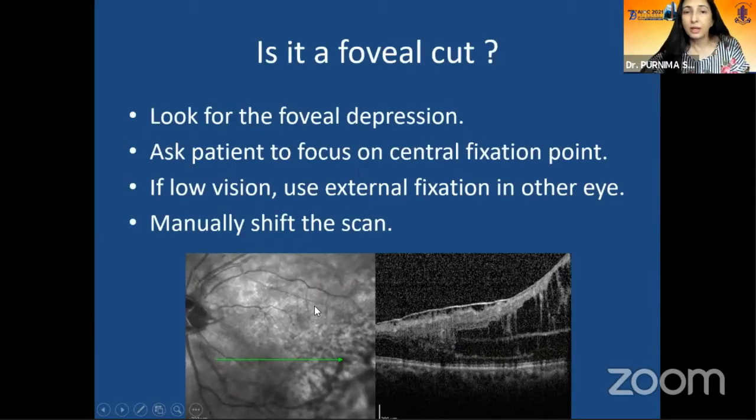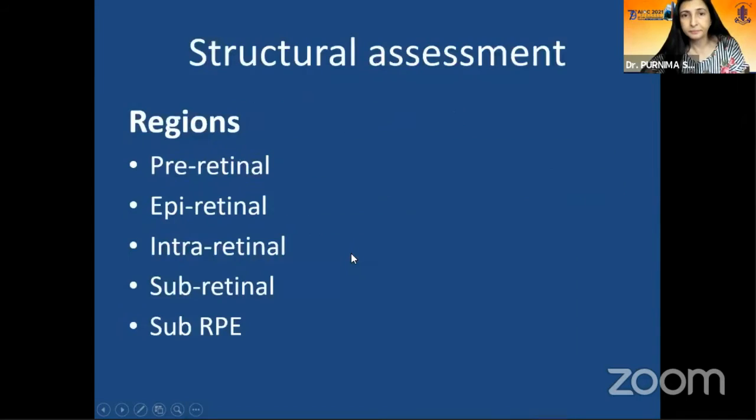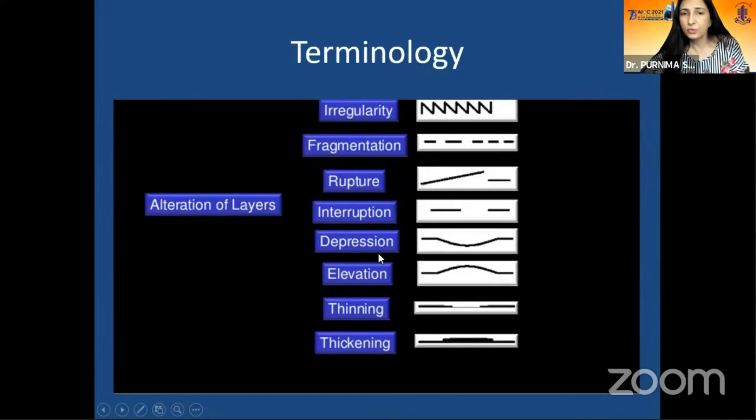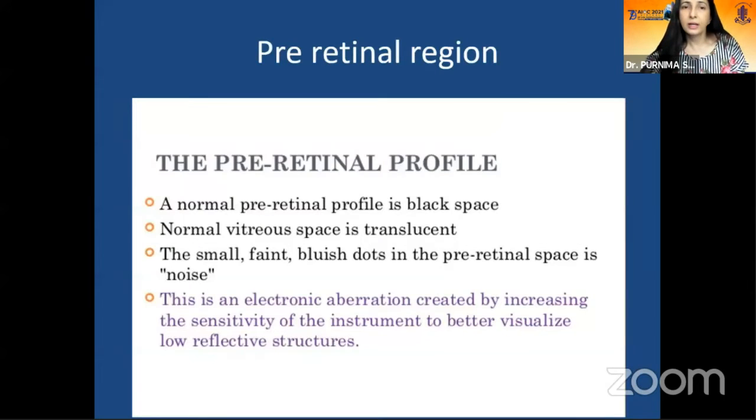Then comes the position. Are we really seeing through the fovea? Because otherwise we get a false impression. So if the patient is not able to fix on the central fixation, we can always use the fixation in the other eye. Now coming to the actual assessment of the layers, we divide it into these regions: pre-retinal, epiretinal, intraretinal, and the subretinal or sub-RPE. These are the terms which we use to describe changes like thickening, thinning, elevation, depression.